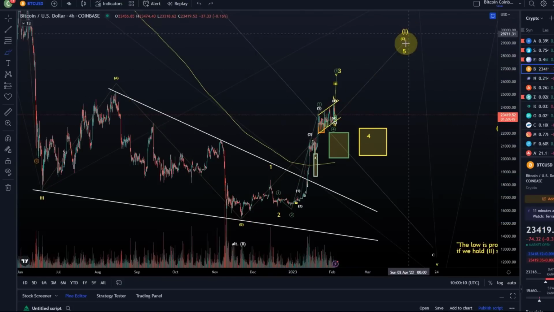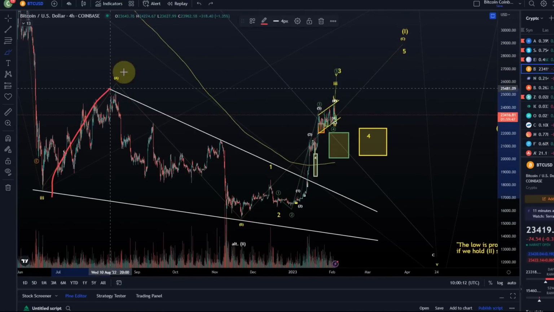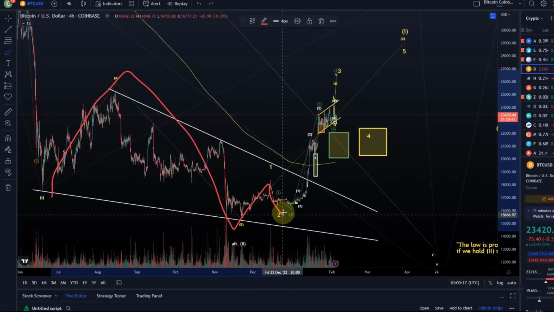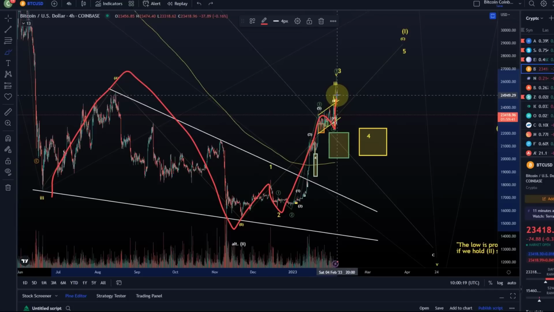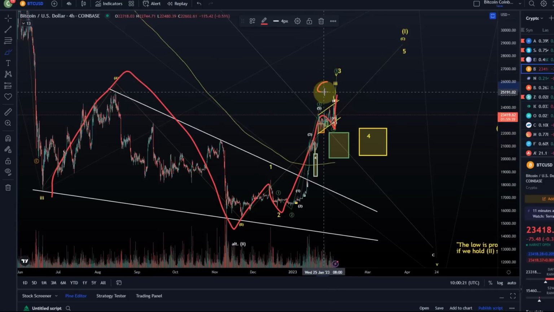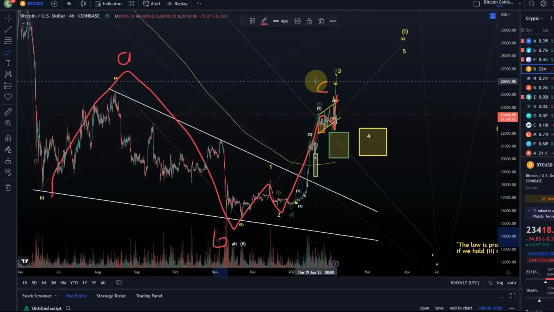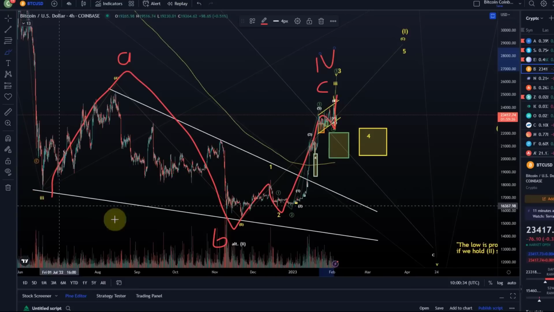We don't necessarily need the yellow count. It could be that we do A, B, and then we had here a 1, 2, 3, 4, 5 in a C wave, after we had here an A wave. Here we had a B wave. Here we had a C wave of wave 4, because this was the wave 3.